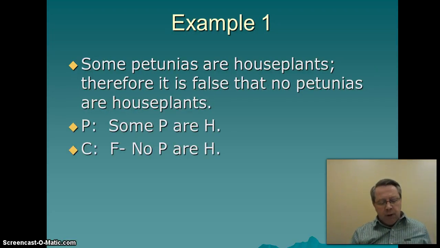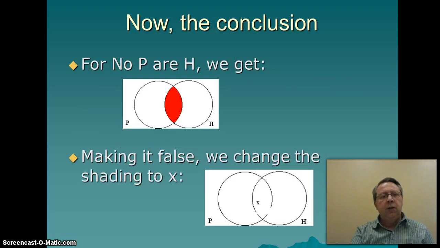Okay, so let's look at example number 1. Some petunias are houseplants, therefore it is false that no petunias are houseplants. So if we write them out, we have some PRH, and it is false that no PRH. So for no PRH, we get a shading in the football, right? And that's correct. If you go back and check on page 210 of the textbook, you'll see where that is found to be true. Making it false, we change the shading to an X. So that's what we've done.